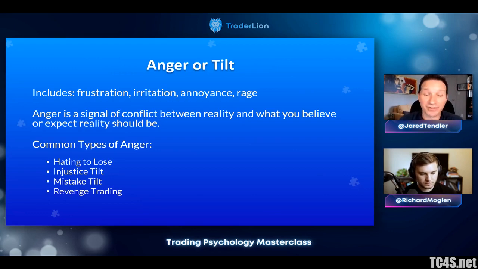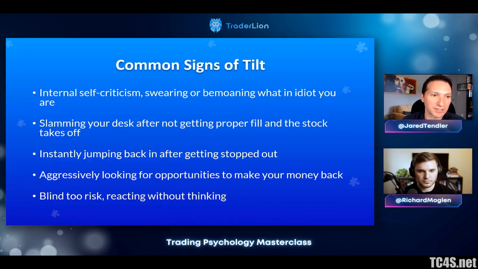Injustice tilt would be the unfairness of the game, like feeling like you don't deserve to lose. Mistake tilt should be obvious. And then, of course, revenge trading, which in my experience is like a combination of confidence issues with anger. So one of these other three kind of come together and produce this revenge trading.